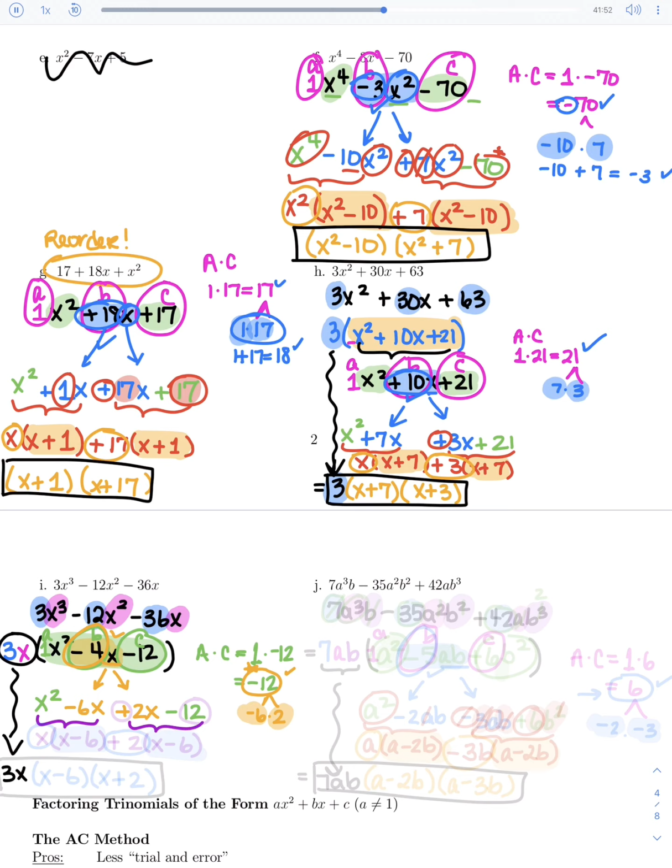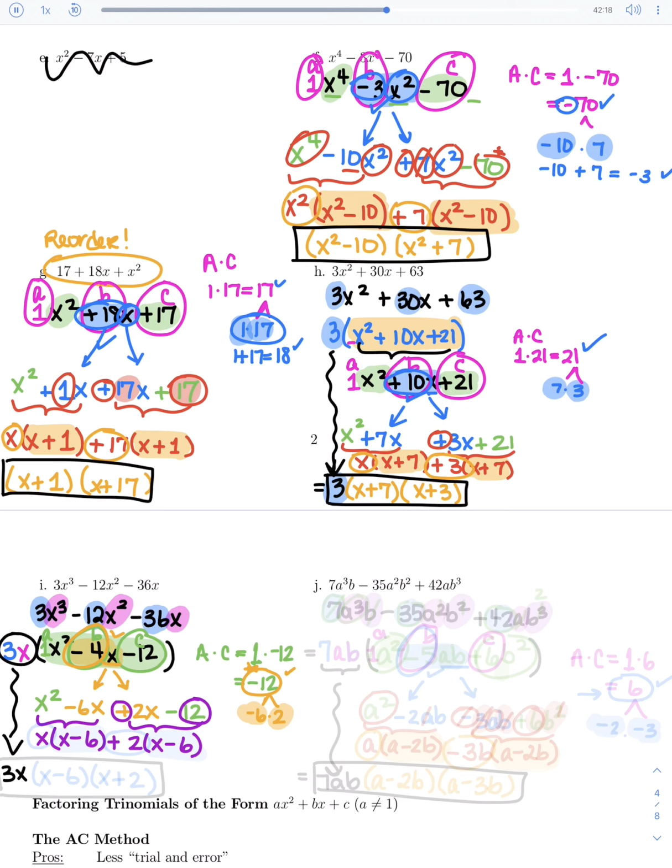So let's see what I can do with my grouping. Well, what do the first 2 have in common? They both have a common factor of x. So if I pull an x out of each piece, we still have an x minus 6. The second 2, I've got a plus out in front. And the 2x and the 12 are both divisible by 2. So I can factor that out of both pieces. That will leave me with an x minus. Well, the 2 will go into 12 6 times.